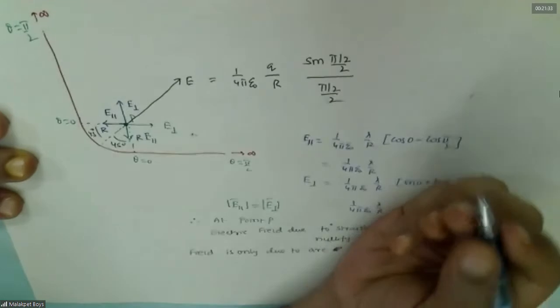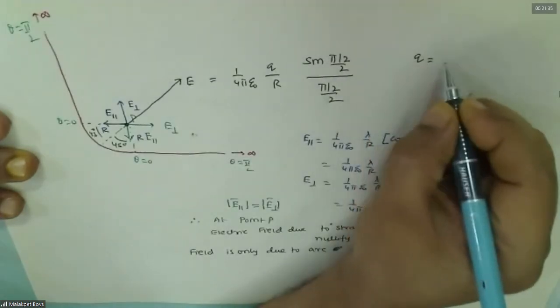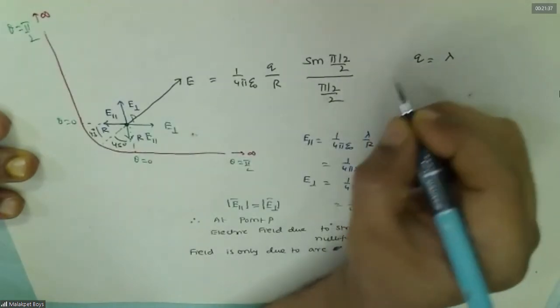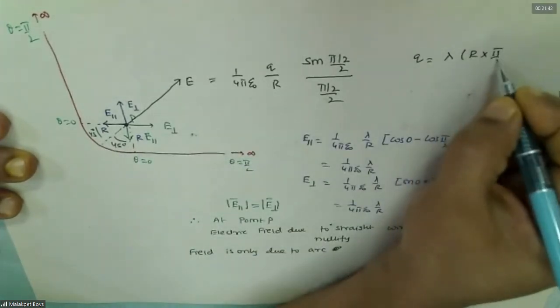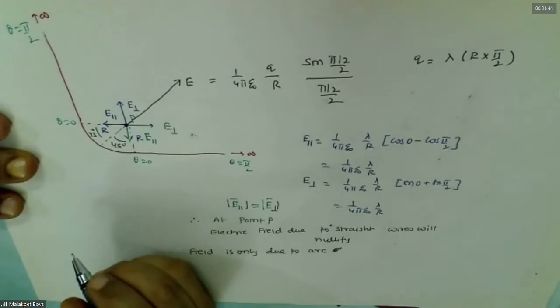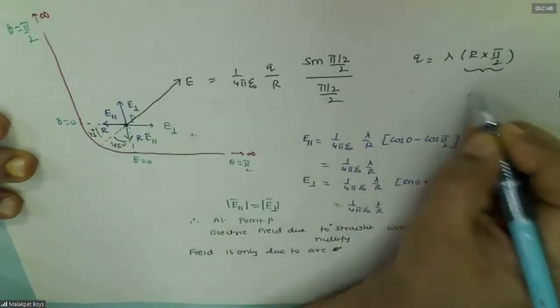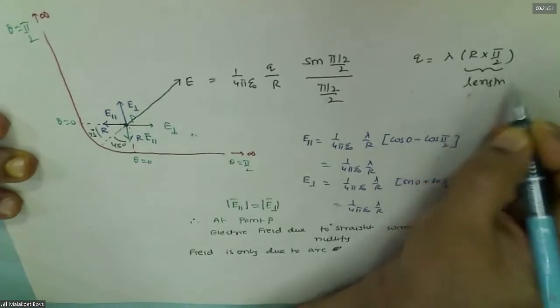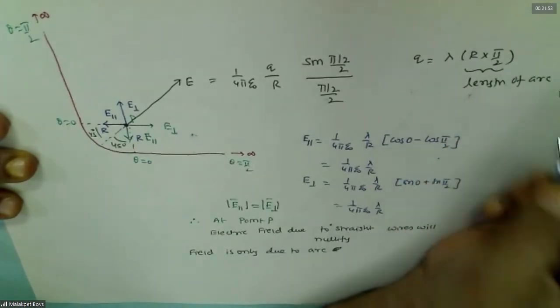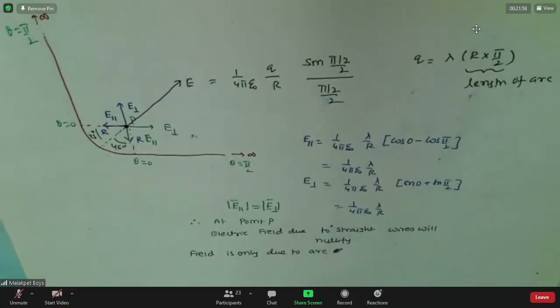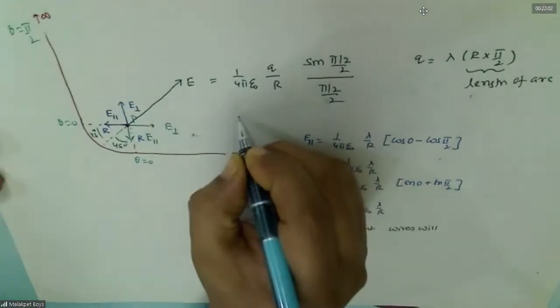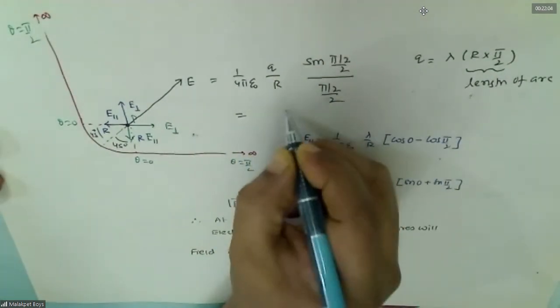What is Q? Lambda into the length of that. What is the length of that? Remember this? Yes, sir. This is the length of the arc, no? Understood this or not? Understood, sir. So simplify this. See how much you are getting.